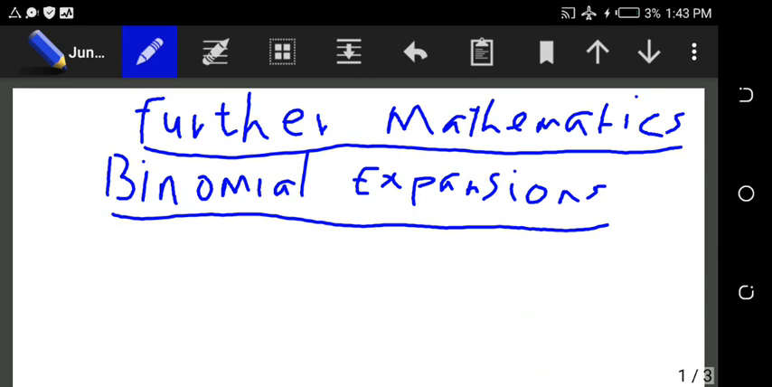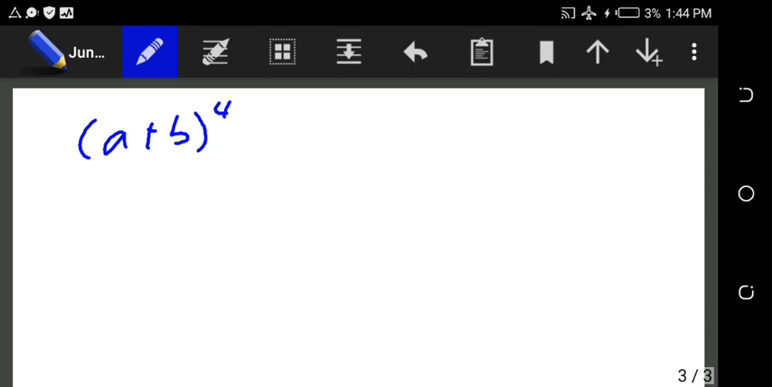All right, let's look at an example. Say we want to expand something like this. Maybe say we want to expand a plus b raised to the power, let's say 4. All right, now I want you to take note of this. You are going to use combinations.